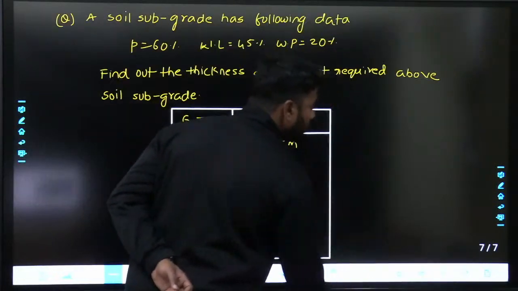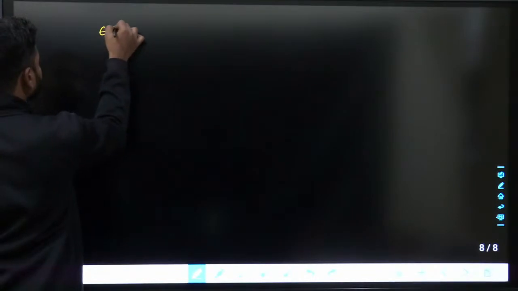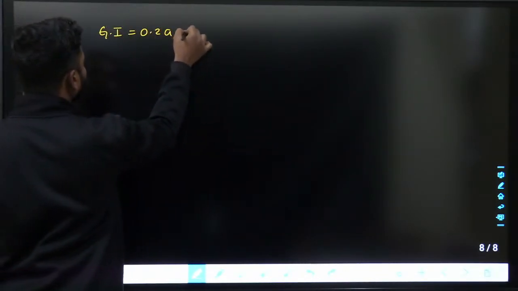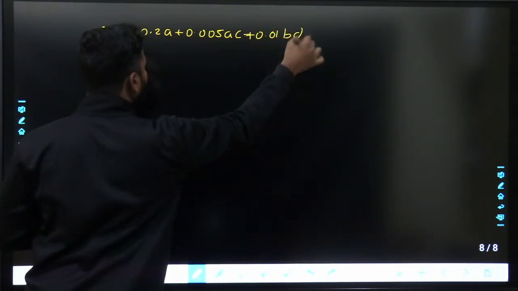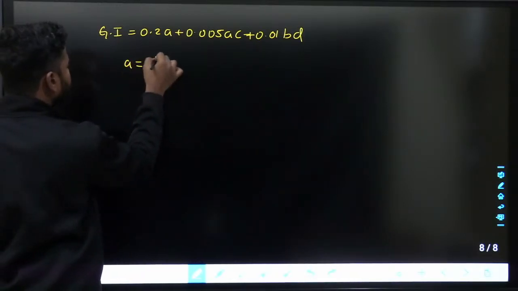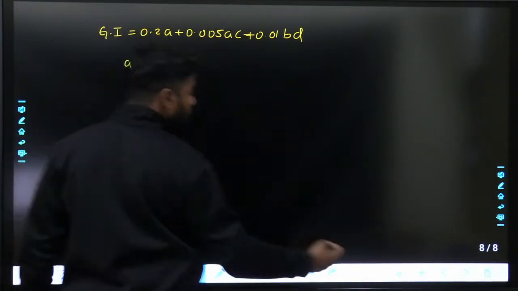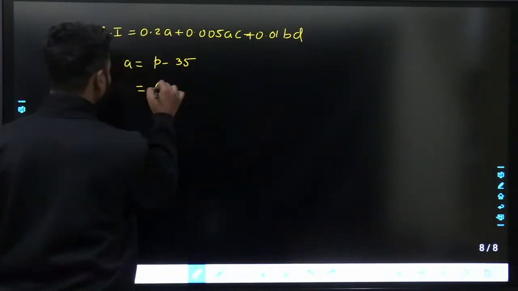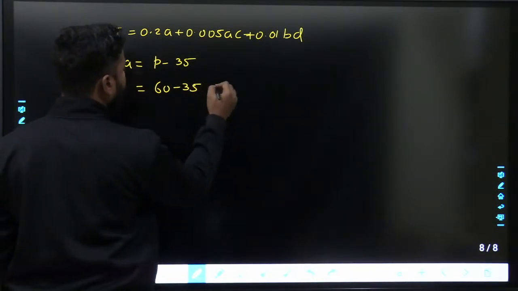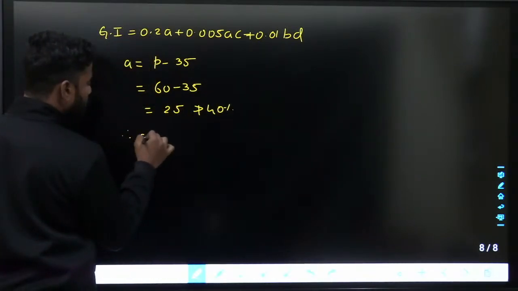Okay. Now, how will we be solving this question? Group index is generally given as 0.2a plus 0.005ac plus 0.01bd, right? So, the A value, A equals P minus 35, the percentage finer minus 35. The value is 60%, that is given to you. 60 minus 35 equals 25, not greater than 40%. Therefore, A equals 25.